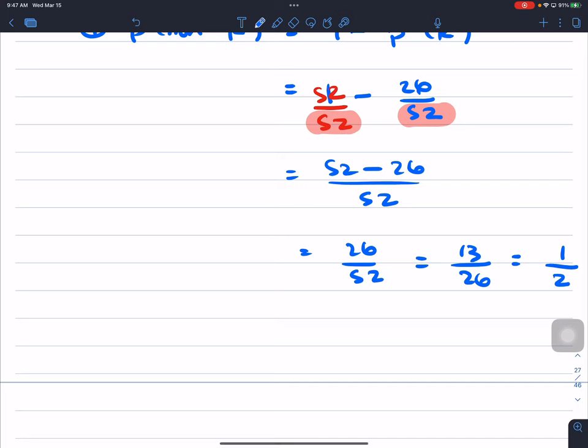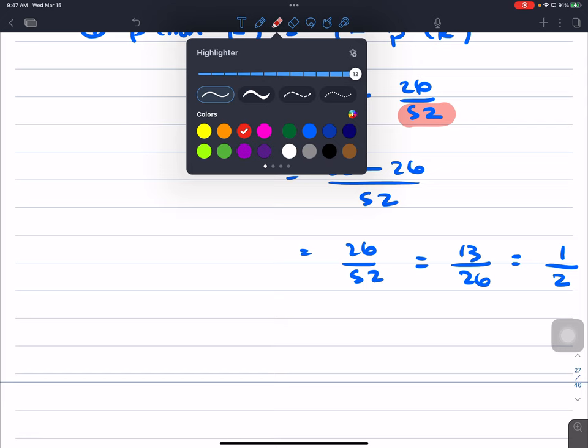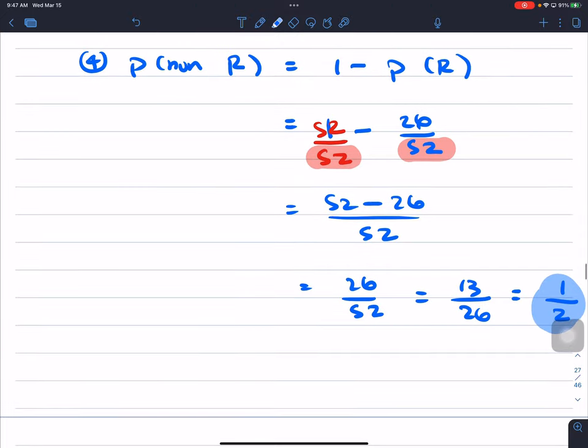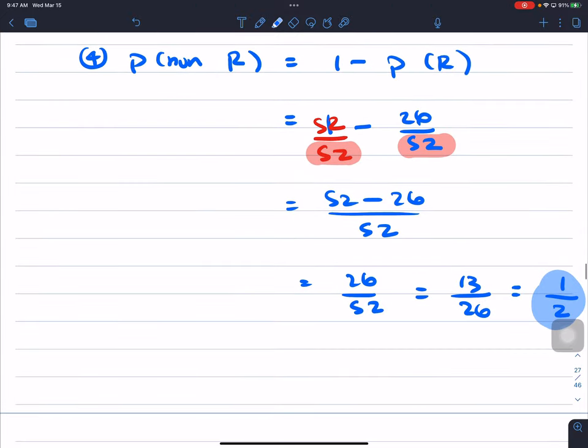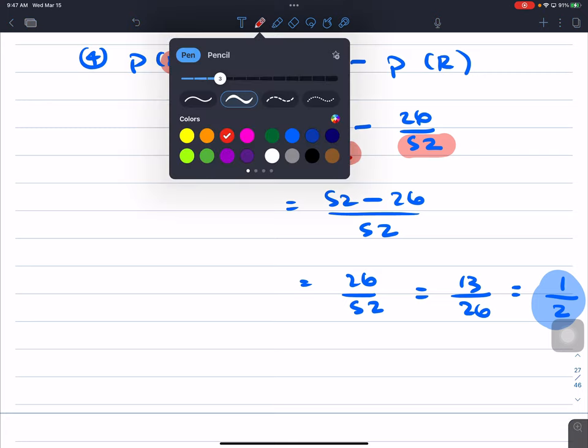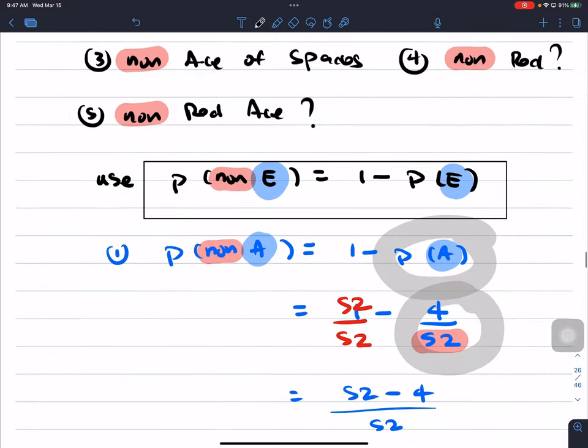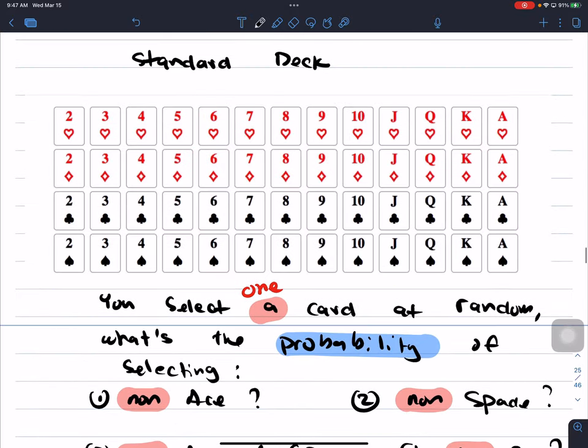And sure enough, ladies and gentlemen, what do we know? Half the deck is not red. If you're not red, what does that mean? Not being red, that means you're a black card. Is that true? Half the deck is not red, or half the deck is black. You guys see what I'm saying? Easy peasy lemon squeezy. The complement rule.